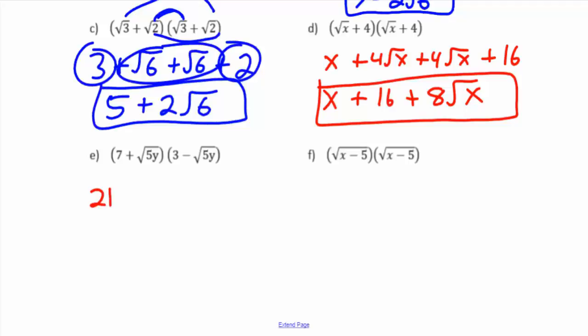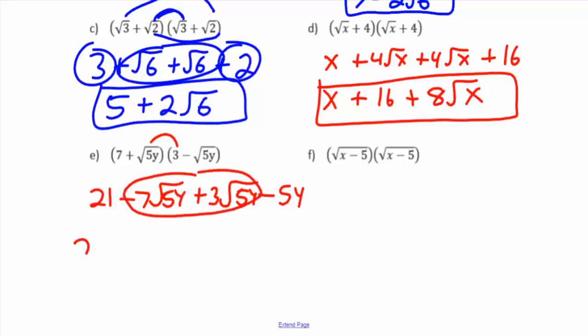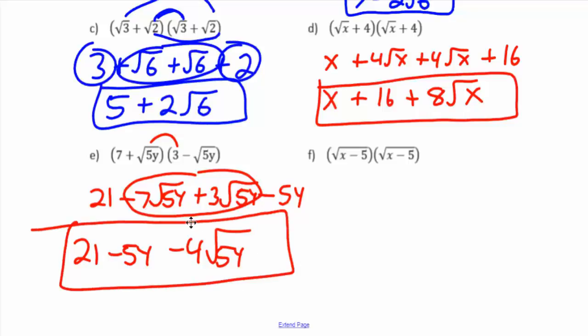7 times 3, 21. Minus 7 radical 5y. Here I have plus 3 radical 5y, and then minus 5y. Radical 5y times radical 5y is just 5y. All right, so like terms are only here. So I have 21 minus 5y, and then I have minus 4 radical 5y. This combines negative 7 plus 3 is negative 4, and the radical 5y just comes along for the ride. Keep the radicand the same.